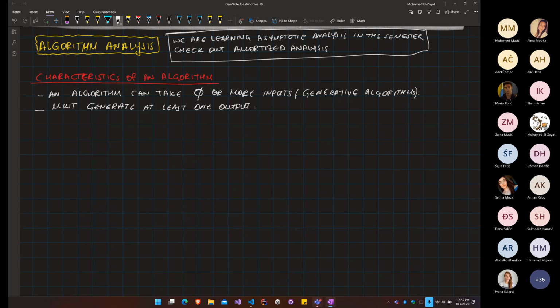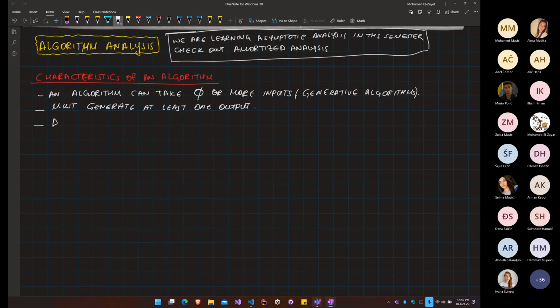Or just a piece of code that runs and doesn't do anything, or doesn't give something that I can use. So in order for an algorithm to be an algorithm or useful, you need to generate at least one output. Give me something. Is this input valid or not, for example? So at least true or false, you need to give. So that's one side of the story.